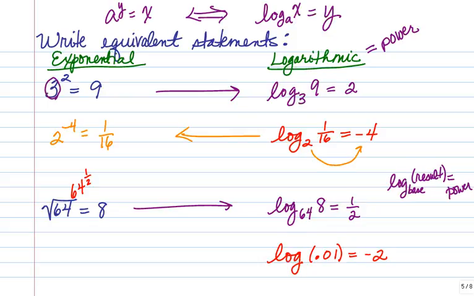Now, the last one, let's do here. We have log 0.01 equals -2. Well, you just have to keep in mind that the common log is understood to have a log base 10. So the equivalent form is 10 to the -2 is equal to 0.01.